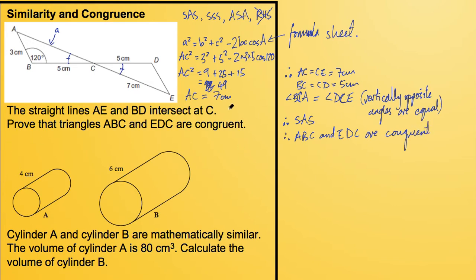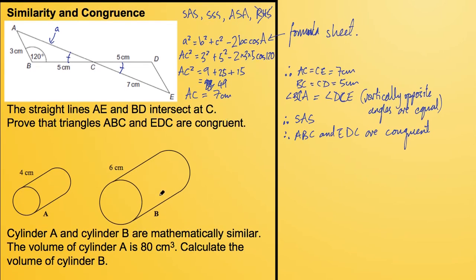Okay, next question. Cylinder A and cylinder B are mathematically similar, so that just means that they're scaled up versions of each other. Everything is in proportion. Volume of cylinder A is 80 centimeters cubed. Calculate the volume of cylinder B. So for these kind of questions, we need to remember that we're looking at a linear scale factor, an area scale factor, and a volume scale factor. So the linear scale factor that would take me from A to B, from 4 to 6, is 6 over 4, which is the same as 1.5.